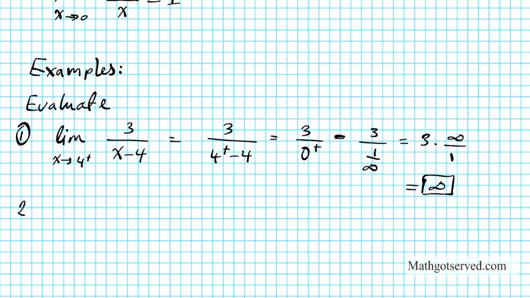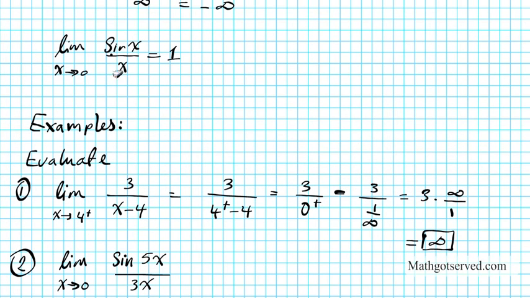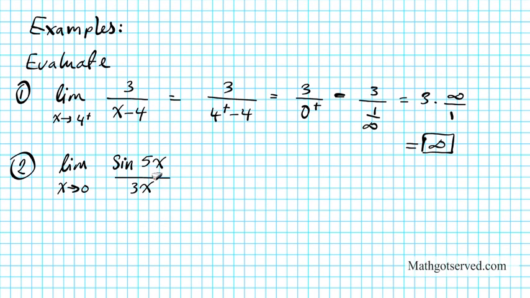Number 2. What is the limit as x approaches 0 of sine 5x over 3x? Now to do this, you have to be really careful. Remember, using the sandwich theorem, the variable for sine and the denominator have to be identical. But in this case, the value that you're taking the sine of and the denominator are not identical, so we have to address that.